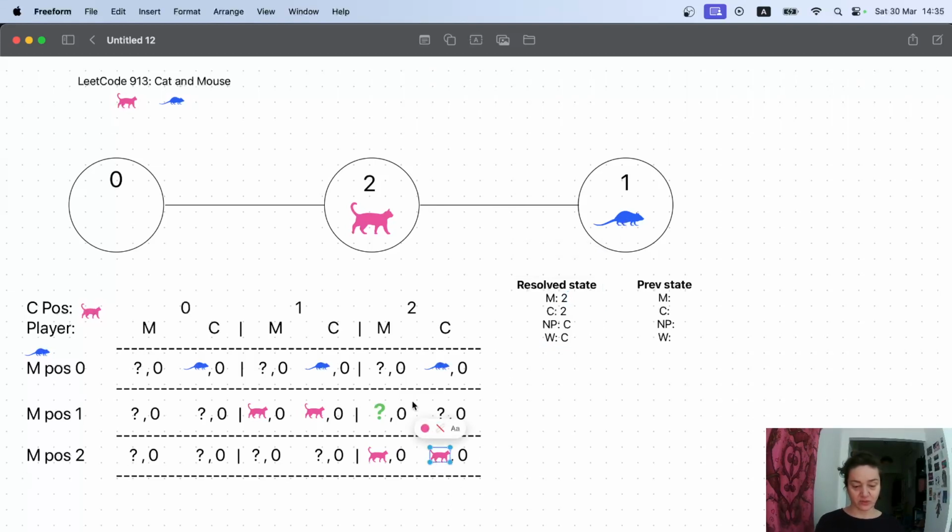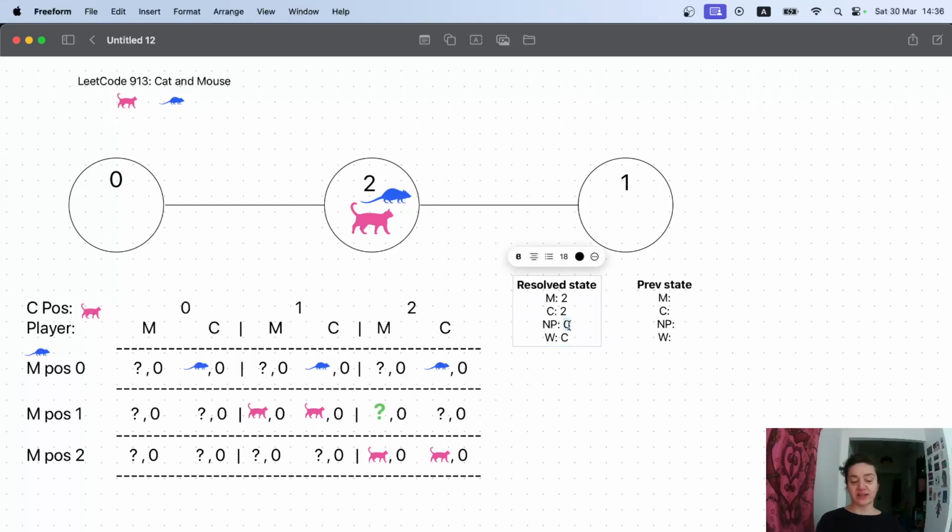Here, mouse is at 2. Okay. So, let us try to resolve from it. So this is the resolved state, as drawn here. What states have immediately led to it in one step?